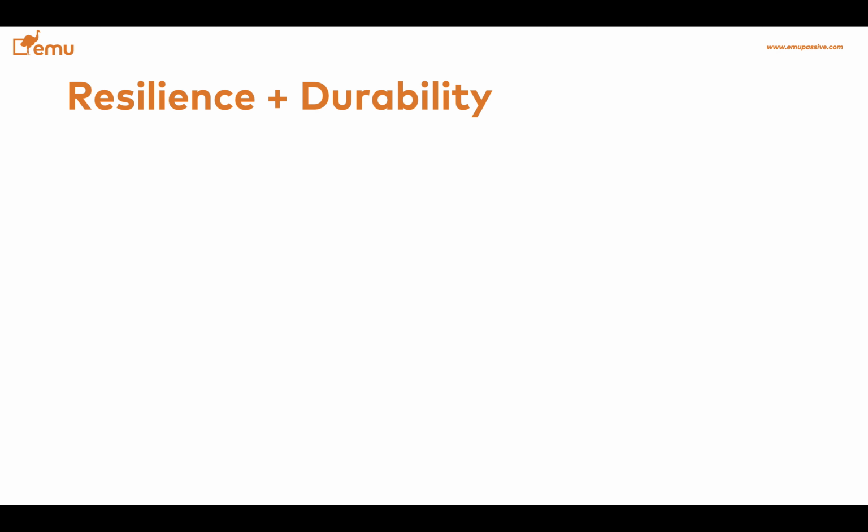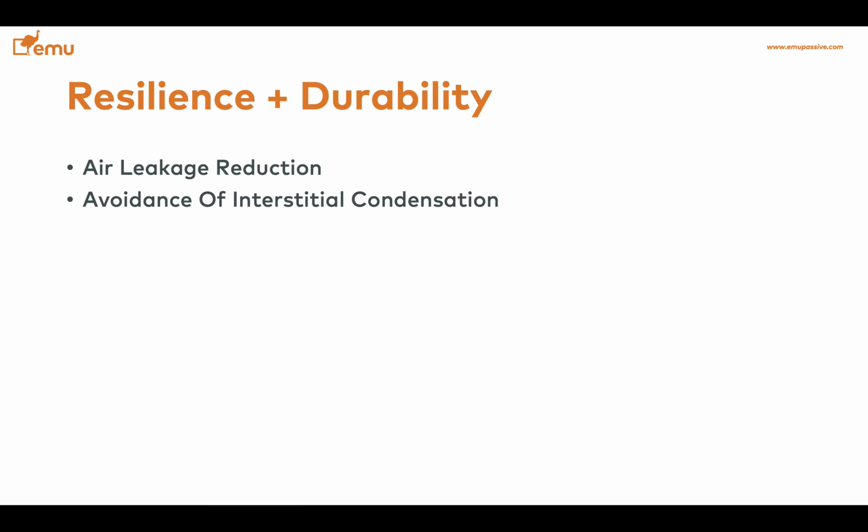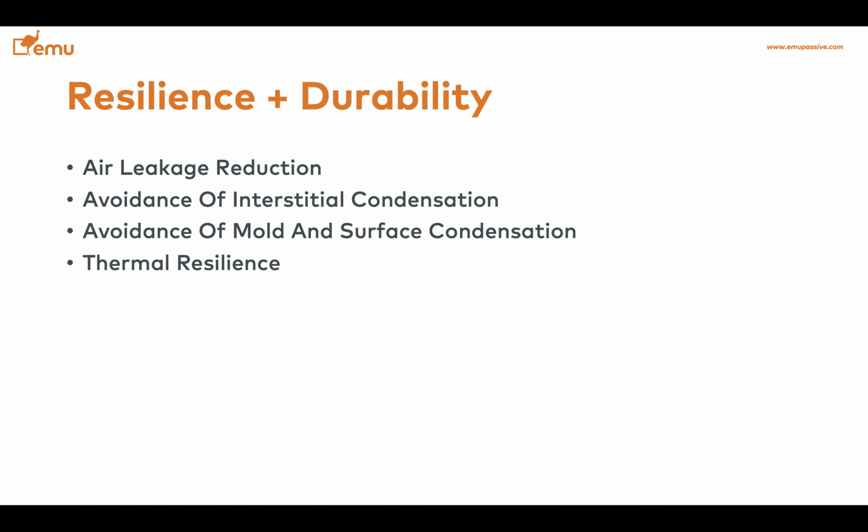When we came to evaluating resilience and durability, we had to define some of our own metrics, because it's not that you can go to Home Depot and buy 2 pounds of resilience. It doesn't work that way. We looked at air leakage reduction. We looked at avoidance of interstitial condensation, as well as the avoidance of mold and surface condensation, and see how these are different. We're going to talk about that. And then thermal resilience. So this is where we had to define some of our own metrics.